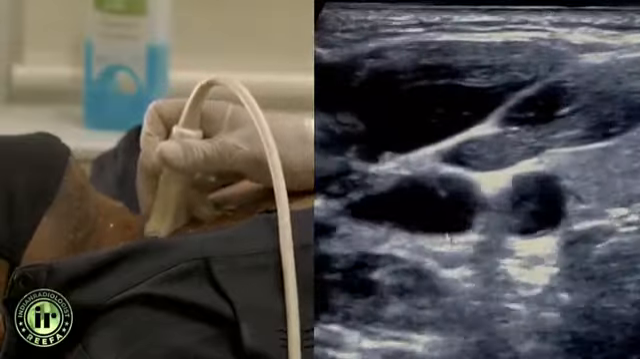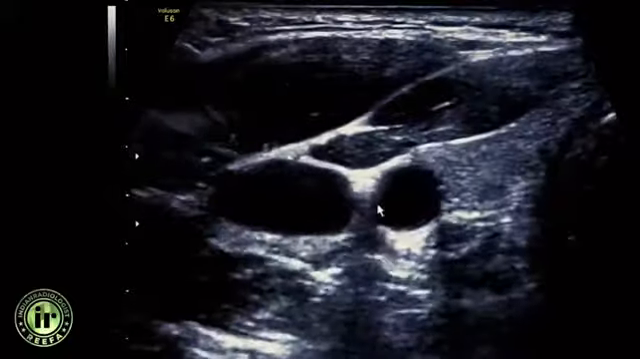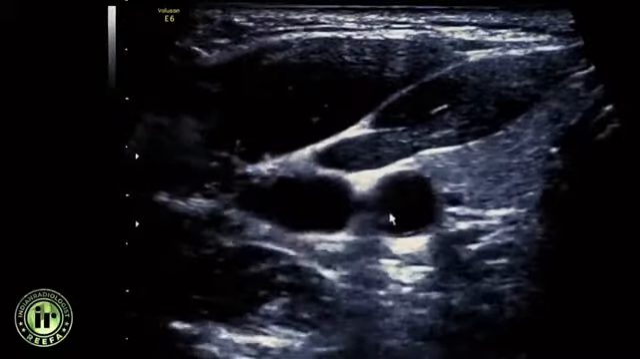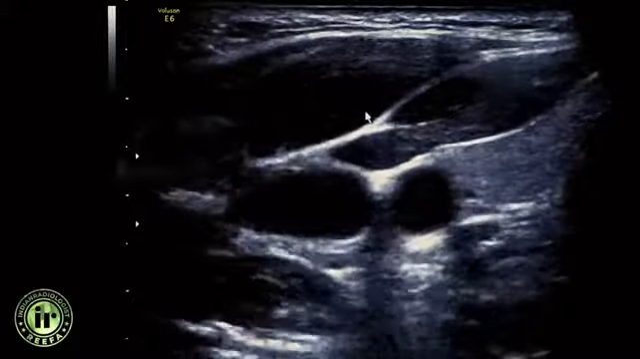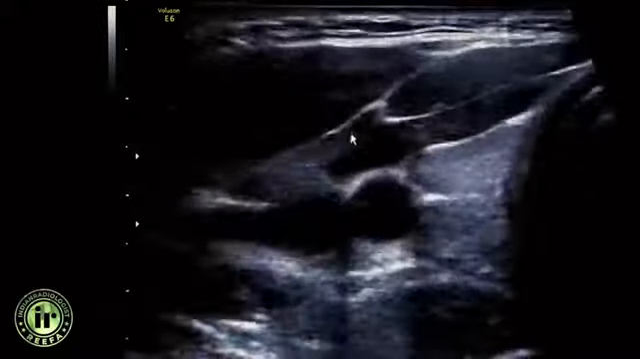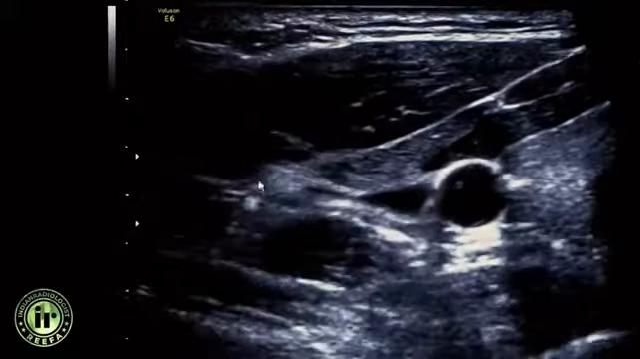So as I move here gently to the right, you can see two structures which are equipolar. So we know these are vessels. This happens to be the common carotid artery. This is the internal jugular vein. The structures above here are the sternocleidomastoid muscle. We look for nodes adjacent to the internal jugular vein right here.